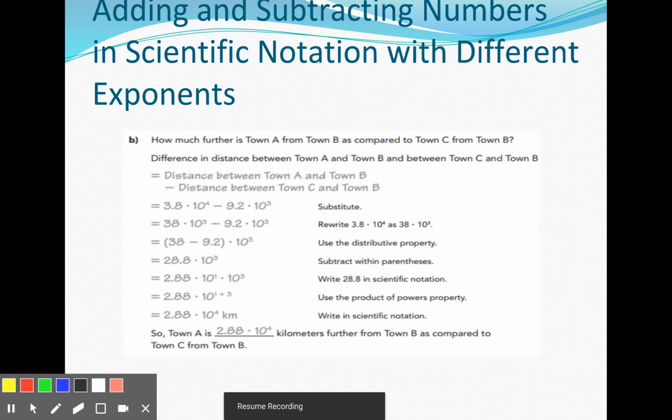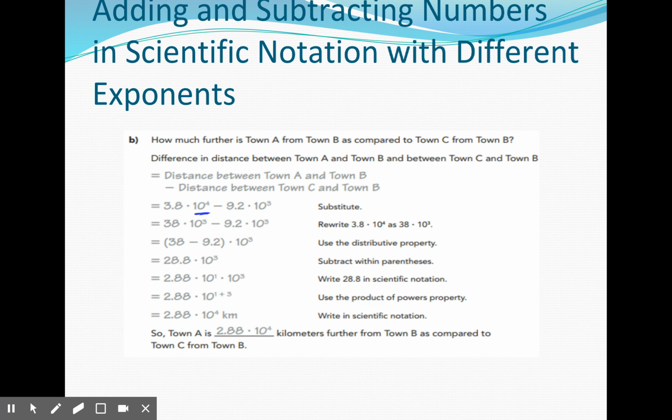The same thing works with subtraction. How much further is town A from town B, or town A than town C? So 3.8 times 10 to the 4th minus 9.2 times 10 to the 3rd. Notice that they put the number here with a larger exponent first because it is just a larger number. That's where we can subtract.